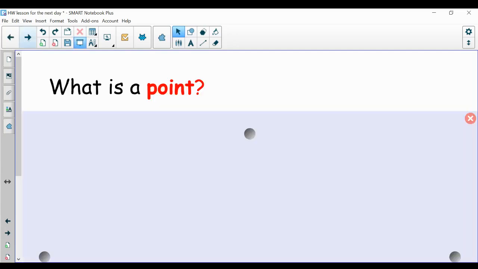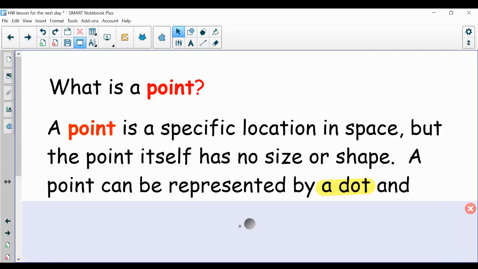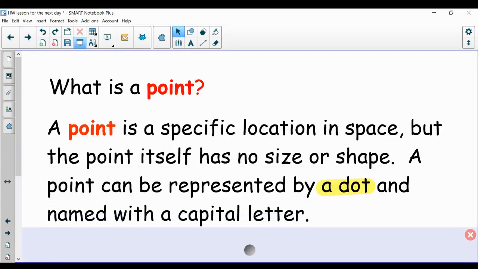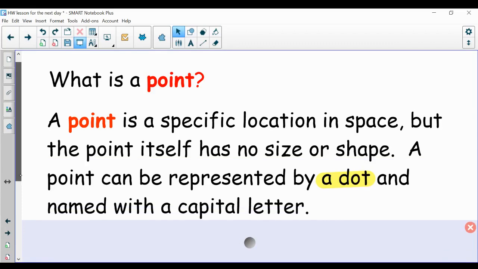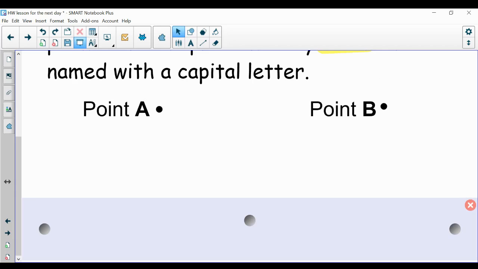So we're going to start with a point. What's a point? It's very easy. A point's a dot. It's just a dot over there. Okay, like this. So we have 2 points here. Don't call it dot A and dot B. We call it point A and point B. So we just put a capital letter next to it. Remember, capital letters, not lowercase, for representing a point.